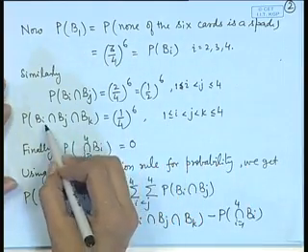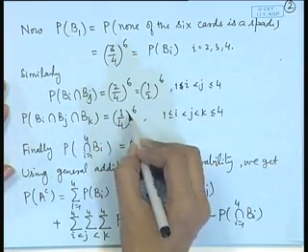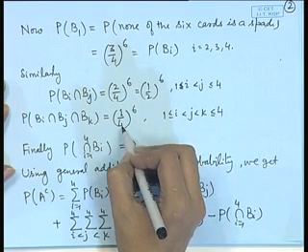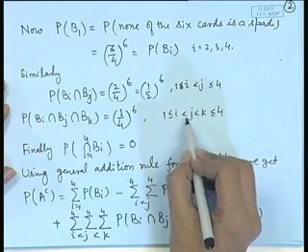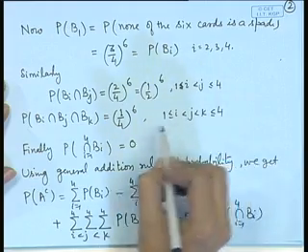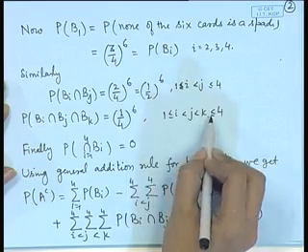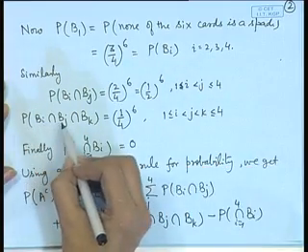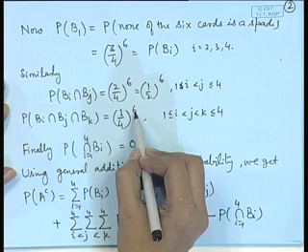Now, in a similar way, if we consider 3 of the suits do not appear, then the probability will be simply 1 by 4 in a single draw, and it will become (1/4)^6 in 6 draws. Therefore, for all the combinations of i, j, k, for i less than j less than k lying between 1 and 4, the probability of Bi intersection Bj intersection Bk will be (1/4)^6.